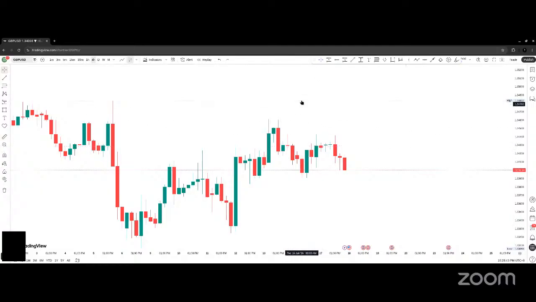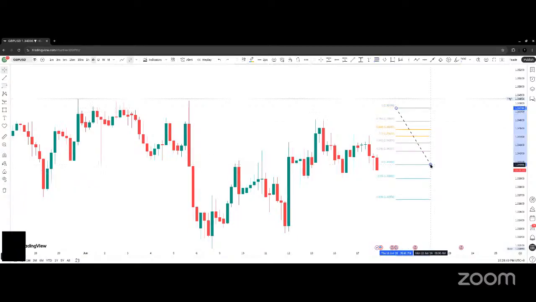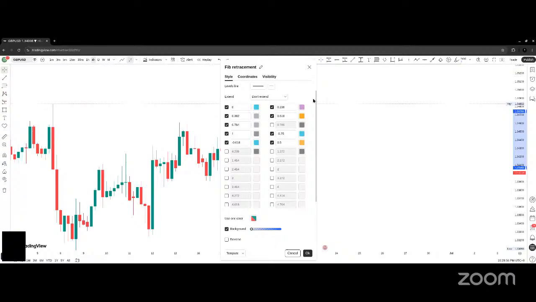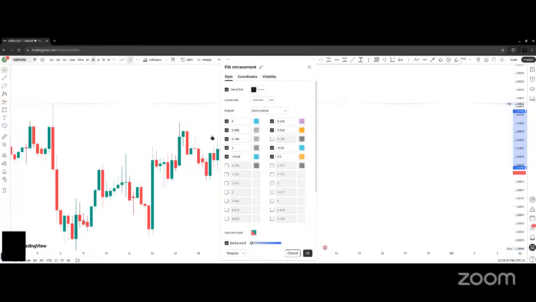I want to touch a little bit on the Fibonacci. So this is the Fibonacci and these are the settings. Just copy that, take a screenshot, and then later on you do it on your Fibonacci as well. Exactly the same.